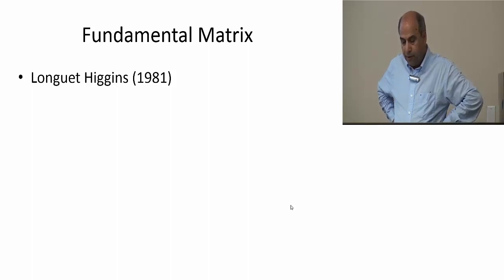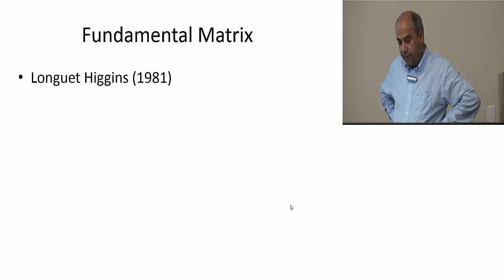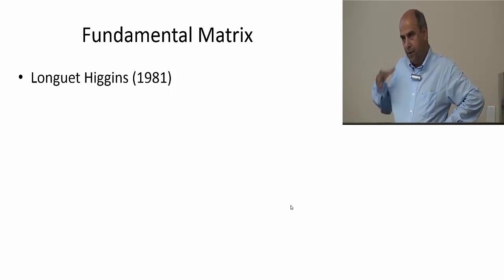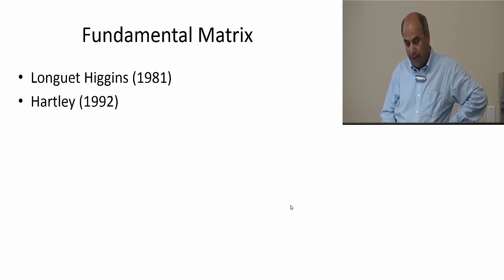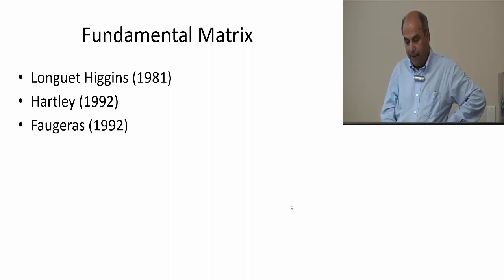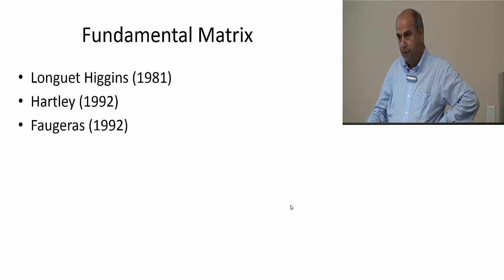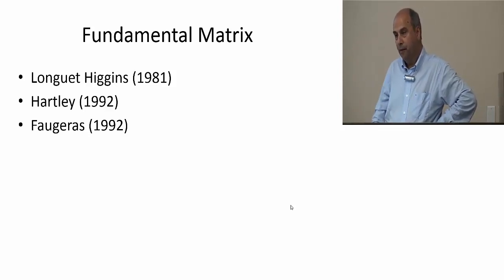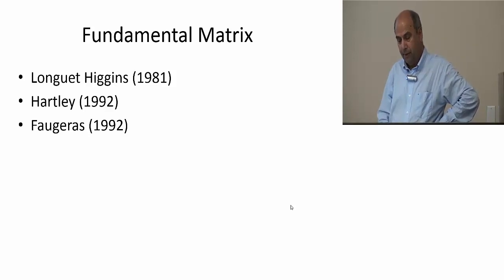The fundamental matrix was started by Longuet-Higgins, a British researcher, in 1981, and he actually introduced it as an essential matrix, and we are going to talk about that. He had a paper in Nature, which is a very prestigious journal, as you know. Then in 1992, simultaneously, Richard Hartley and Olivier Faugeras came up with the fundamental matrix. The essential matrix relates the 3D coordinates of two images, and the fundamental matrix relates the image coordinates of those 3D points. That's why it's called the fundamental matrix.